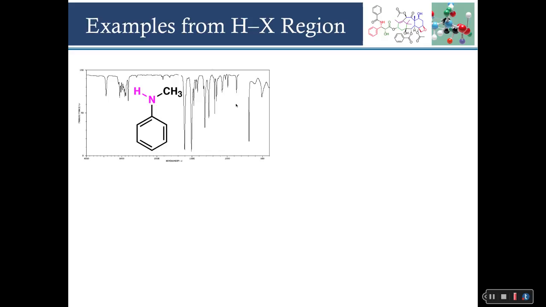All right, let's look at a couple of other examples. Now we're going to look at the nitrogen-hydrogen bond.